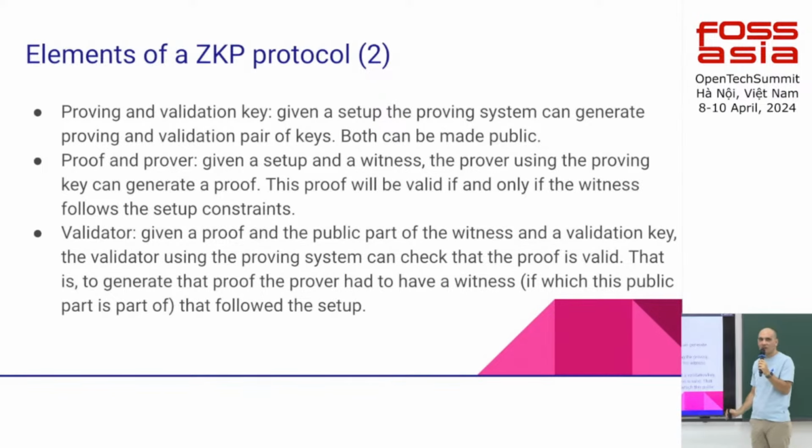Okay, this is clear until now, yeah? You all know it already? Okay. So the validator can get a proof and, with just the public part of the witness and just the validation key, can check if the proof is valid. So the validator will be sure that the prover has a witness that matches the setup, and that this public part of the witness is this public part, okay?